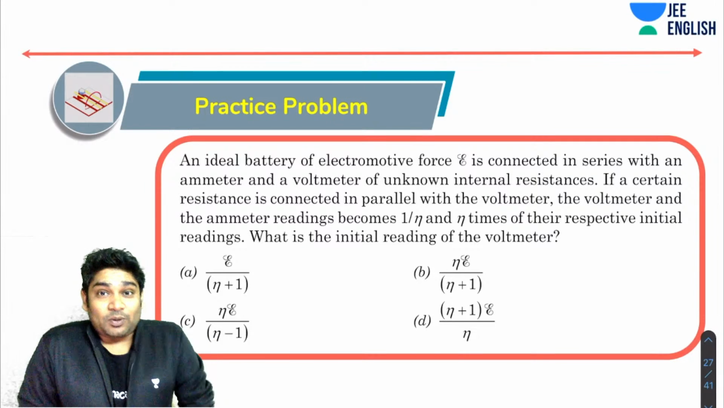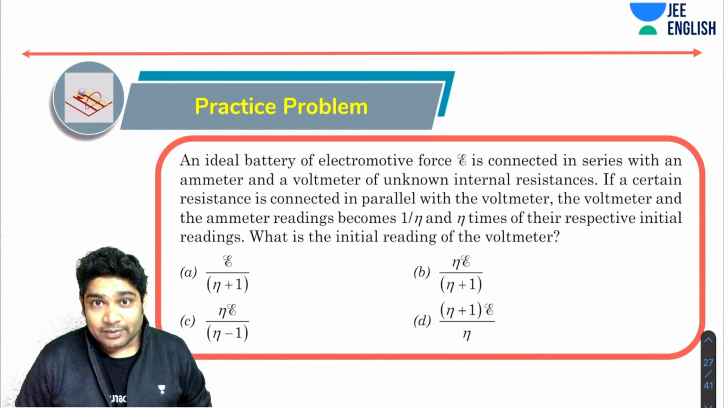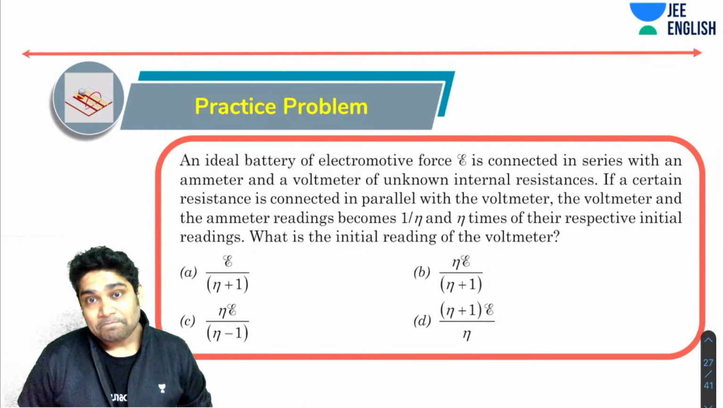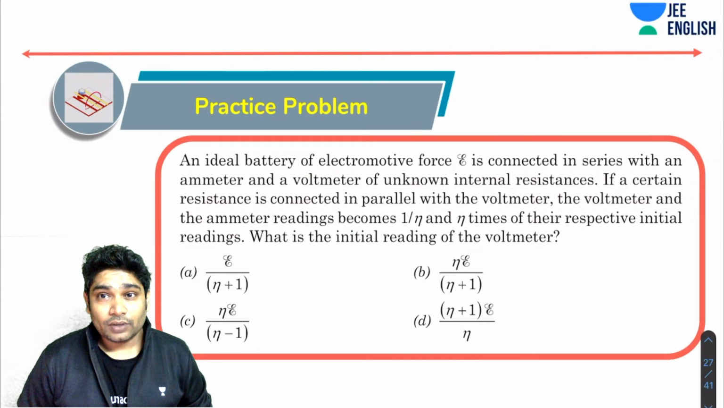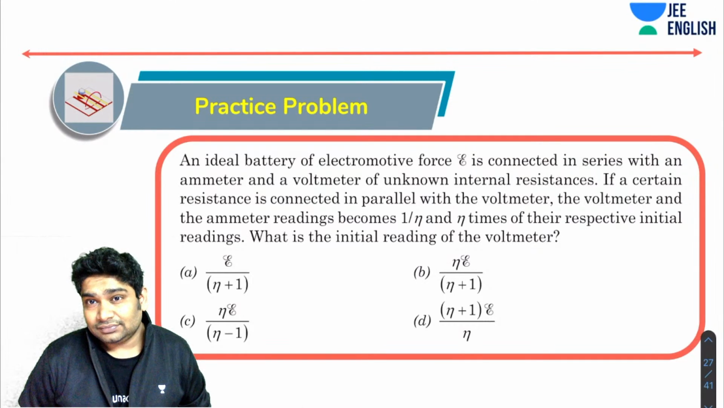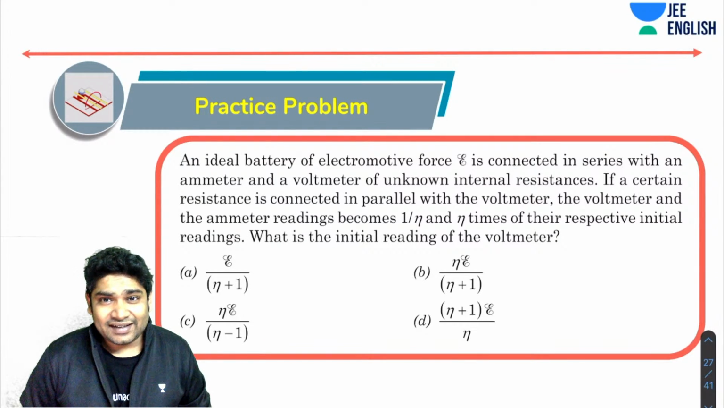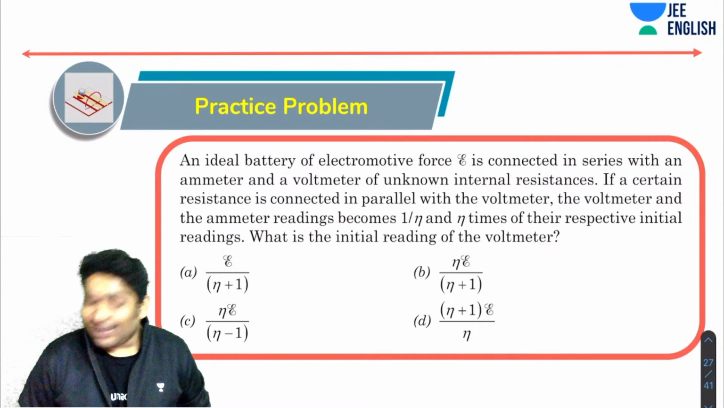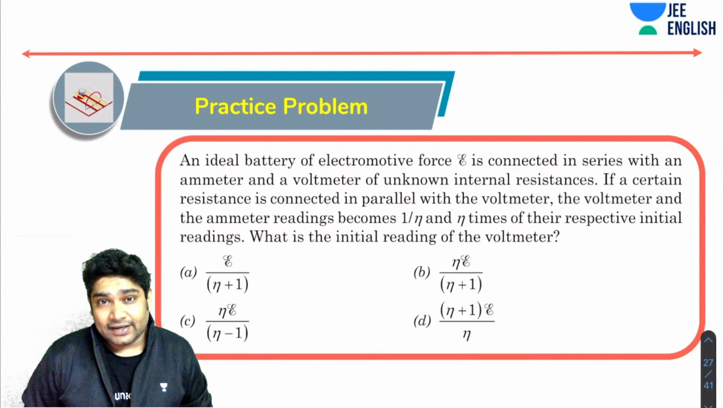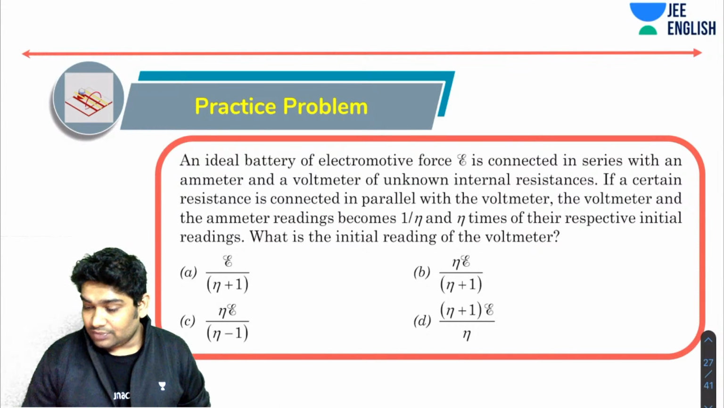Okay. So how about this problem? Anybody else trying? Because Gopi Krishna says it's C. Okay, so let's try and logically answer this. If I connect a resistance across the voltmeter, the net resistance of the circuit would go down. So obviously the ammeter reading increases and the voltmeter reading decreases.